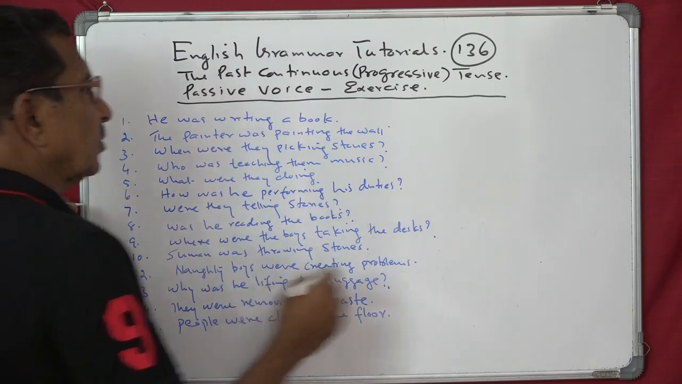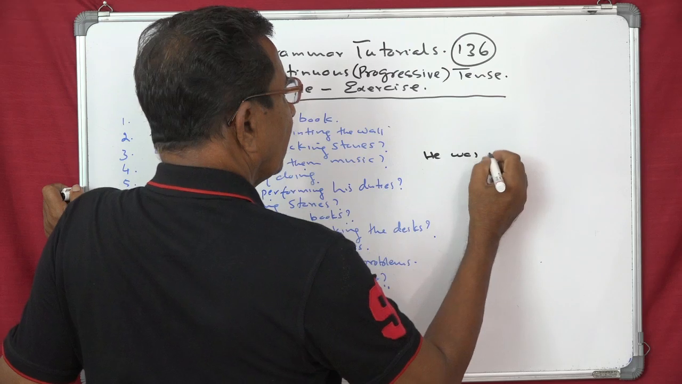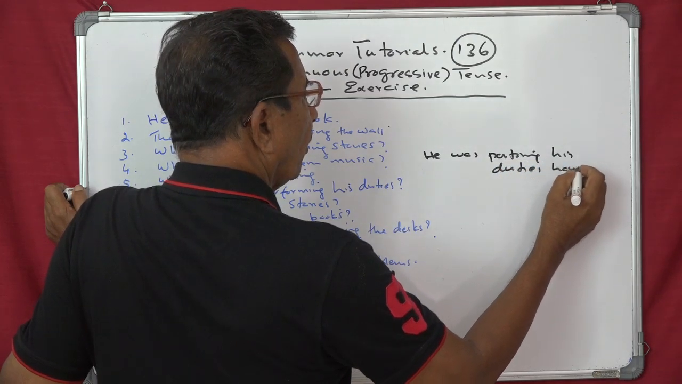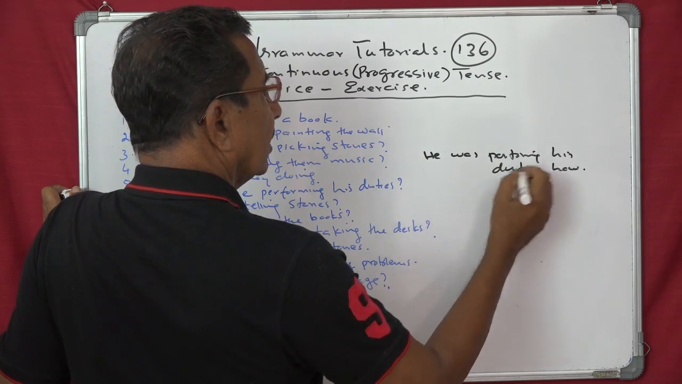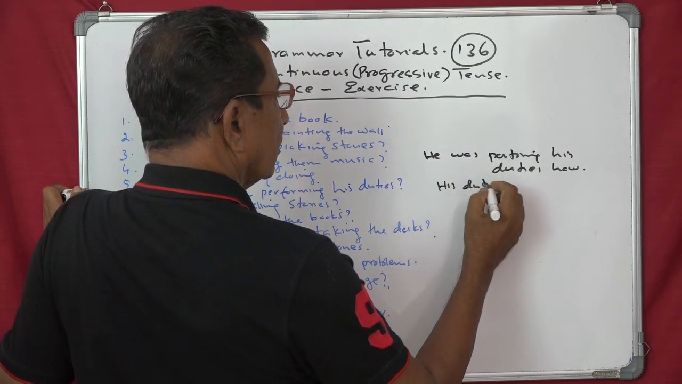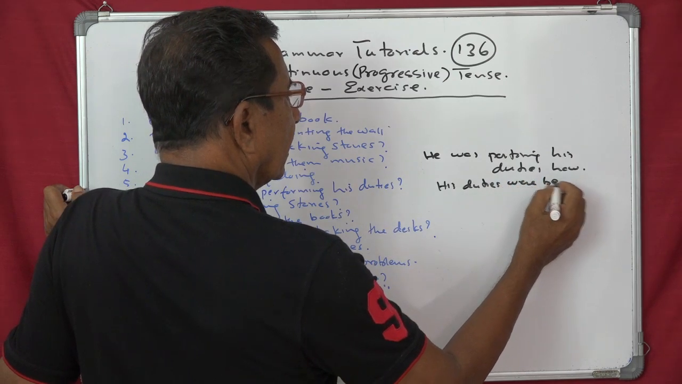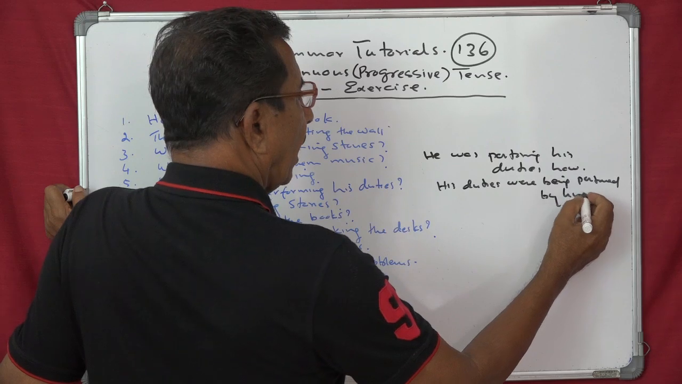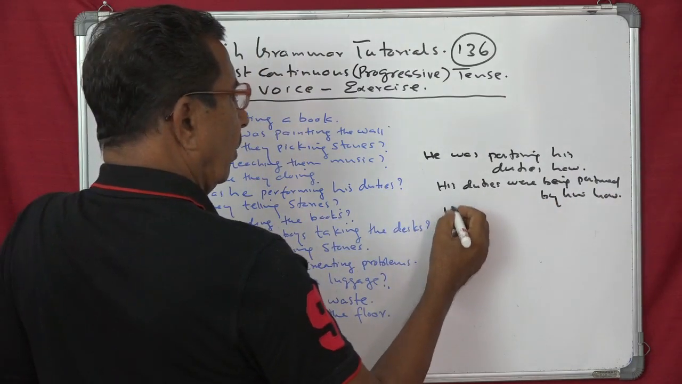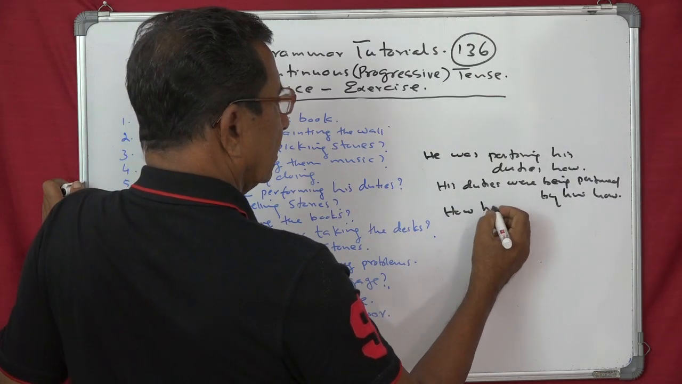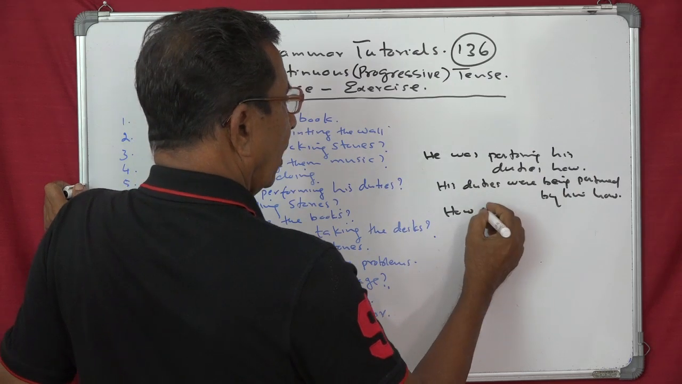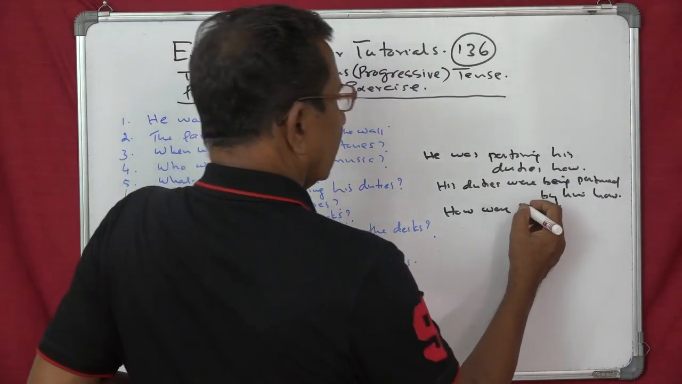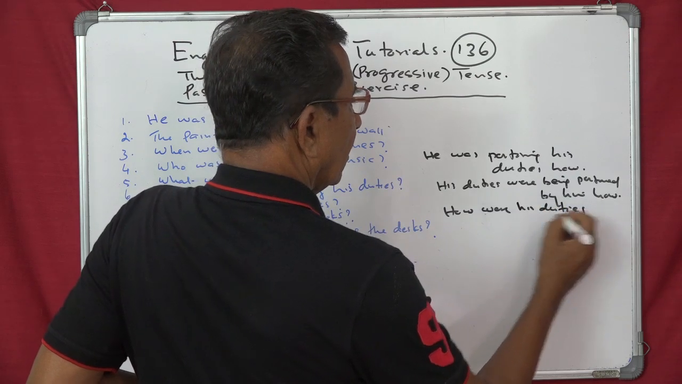How was he performing his duties? So he was performing his duties how? So you can say his duties were being performed by him how? So bring the question word first. How? How were his duties, because immediately after the question word you must have the first part of the verb. So how were his duties performed?